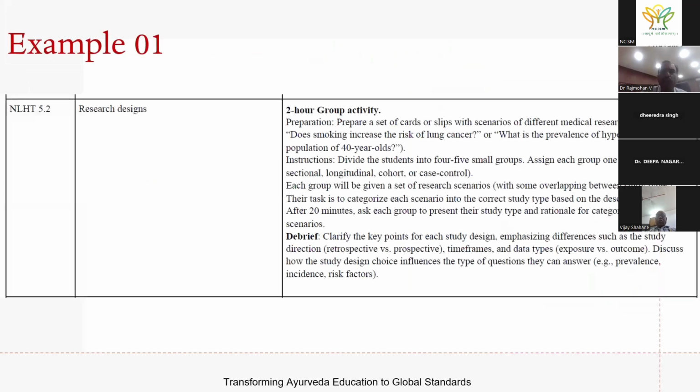There are specific group activities given for non-lecture hour theory, and they are self-explanatory. I will give one example. For research designs, 2 hours of group activities are suggested. Prepare a set of cards or slips with scenarios of different medical research questions, such as smoking causes lung cancer, or prevalence of hypertension in a population. Instructions are given. After the activity, students give their responses, and then there is a debriefing to clarify the key points of each study design, emphasizing differences such as study direction, retrospective or prospective. The activities are clearly given.